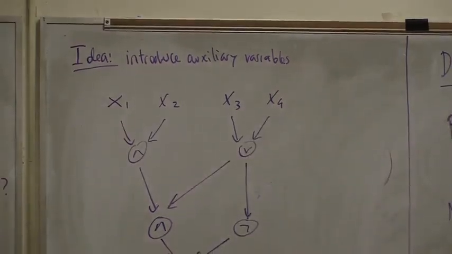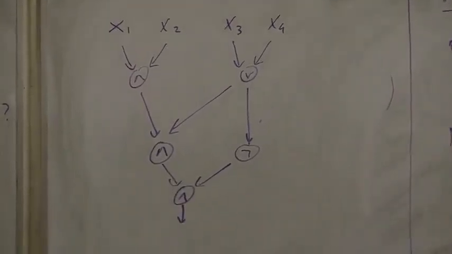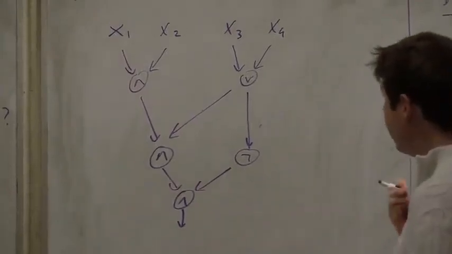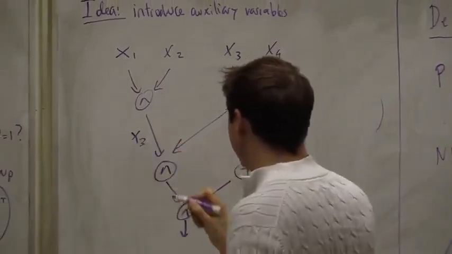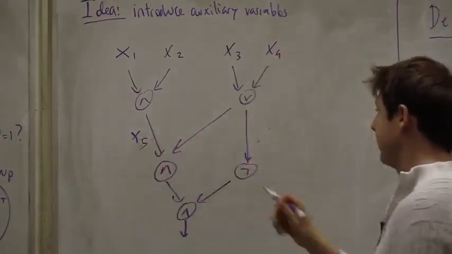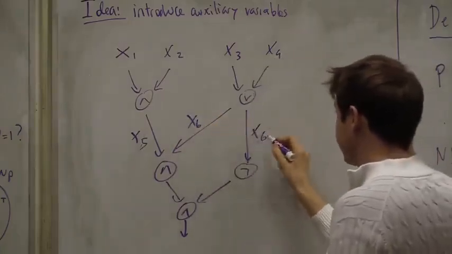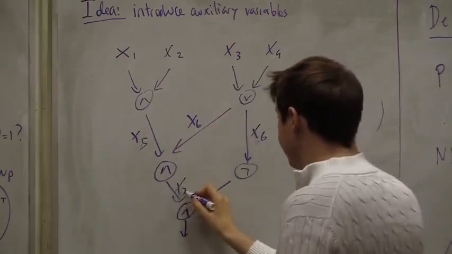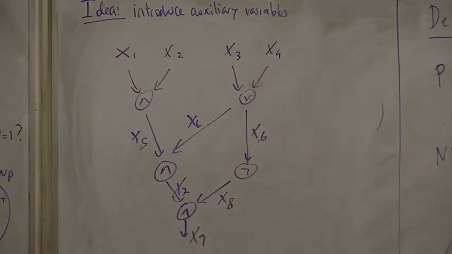So we're going to introduce auxiliary variables that will play a role in the formula. And these auxiliary variables are for all the intermediate wires. So I'm going to call this wire variable x5. We just finished x4, so I'll start x5. This one is going to be x6. By the way, this is the same wire, so it's still x6. And here we have x7, x8, and x9. So I introduce one new variable per internal wire of the circuit.